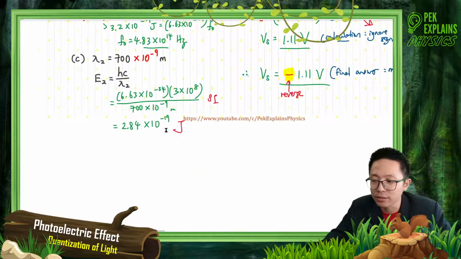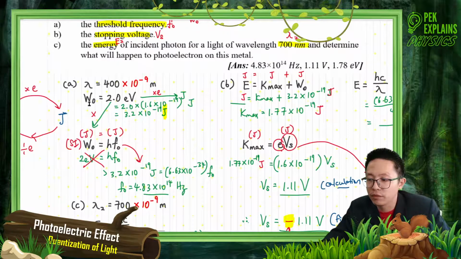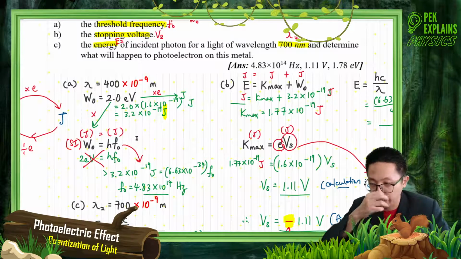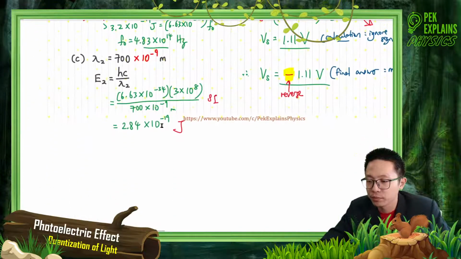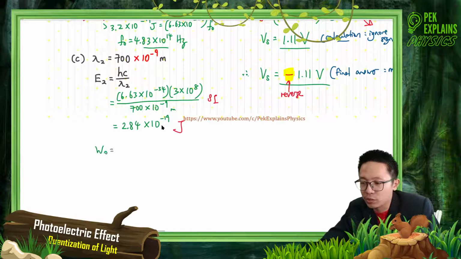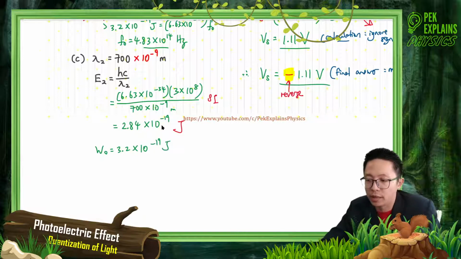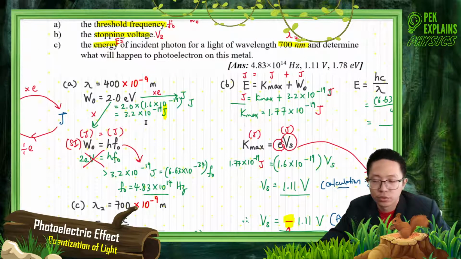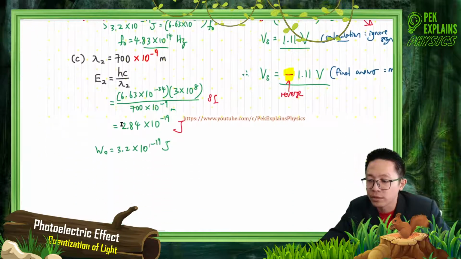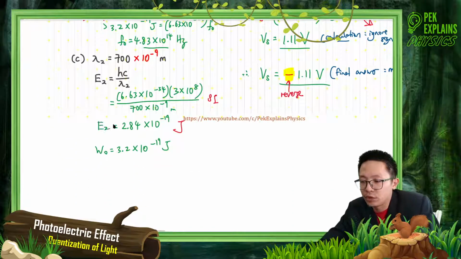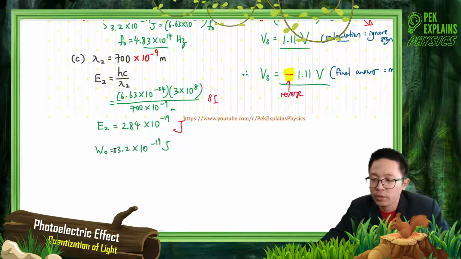So I just write it down. Work function equals 3.2 exponent negative 19 joule. So this is the energy of the incident photon, 2.84. Work function is 3.2. Which one is bigger? Is the energy of the photon enough to eject the electron with binding energy 3.2? Is 2.84 enough to overcome the 3.2?